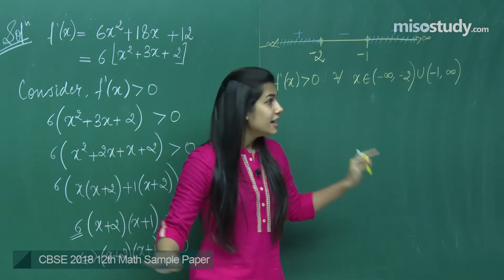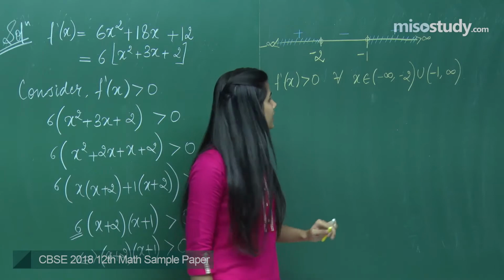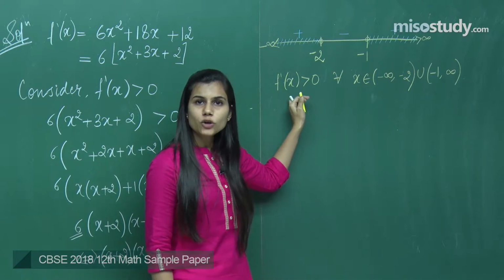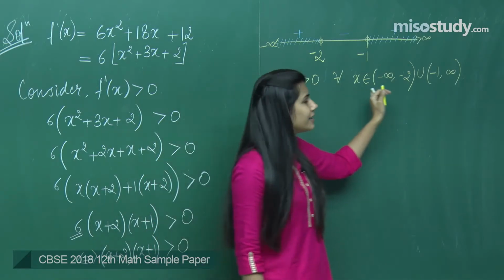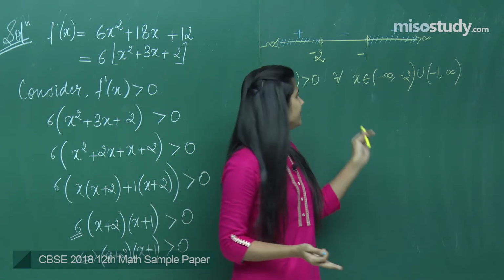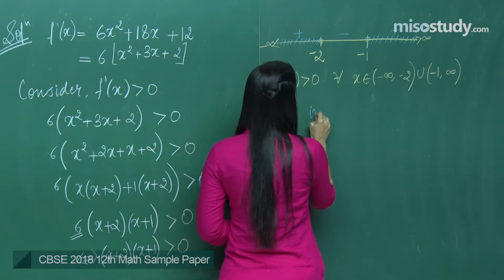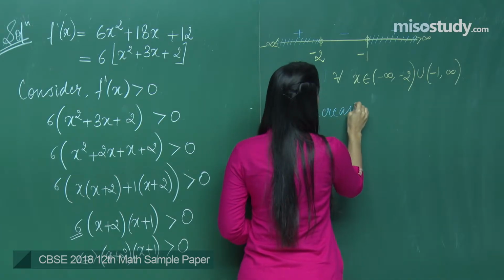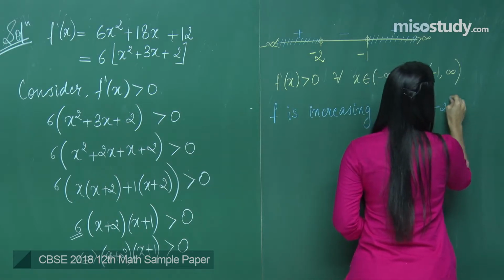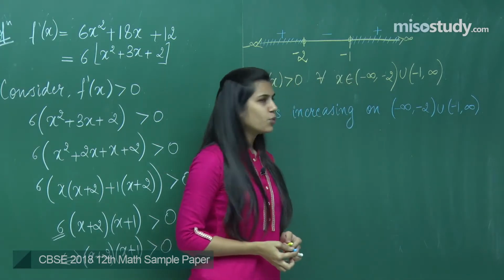The fourth step, as we were discussing in the algorithm of increasing functions, is that the values of x which you have obtained in step 3 as the solutions of the inequation f dash x greater than 0 are the values of x for which the function f is increasing. Yes, that means here you have attained your solution. You just have to write one line. F is increasing on this portion. Okay, and that is what is your answer.